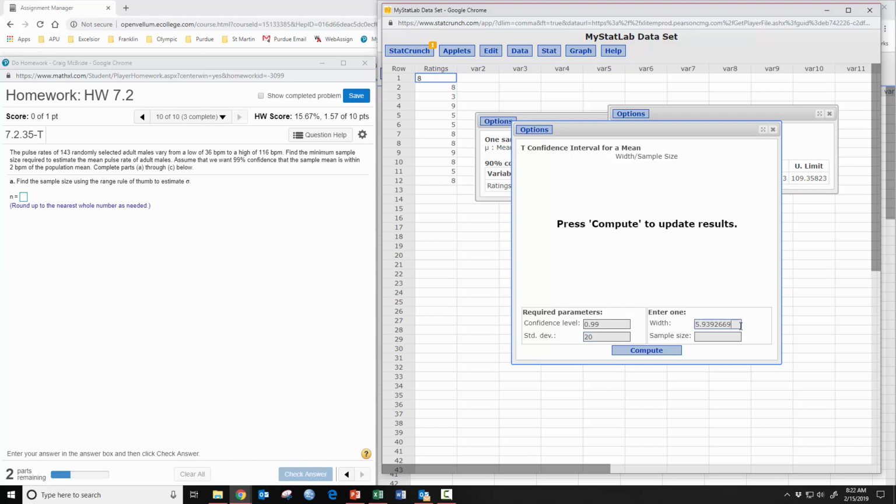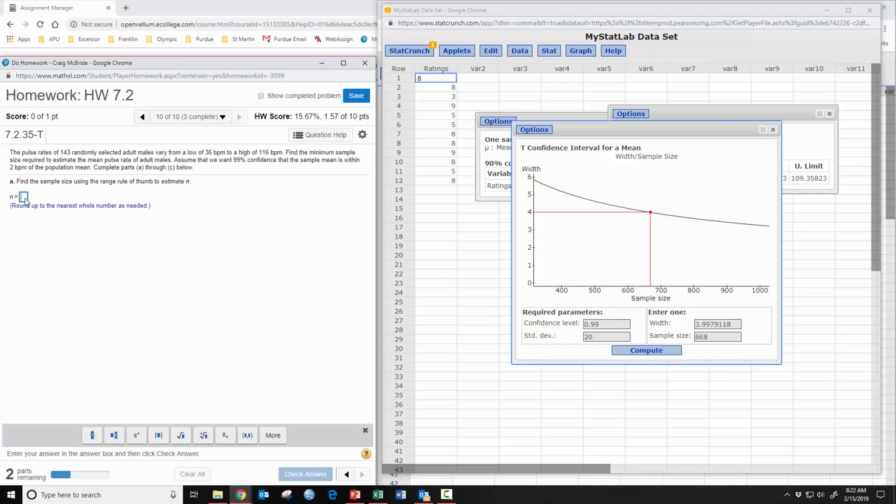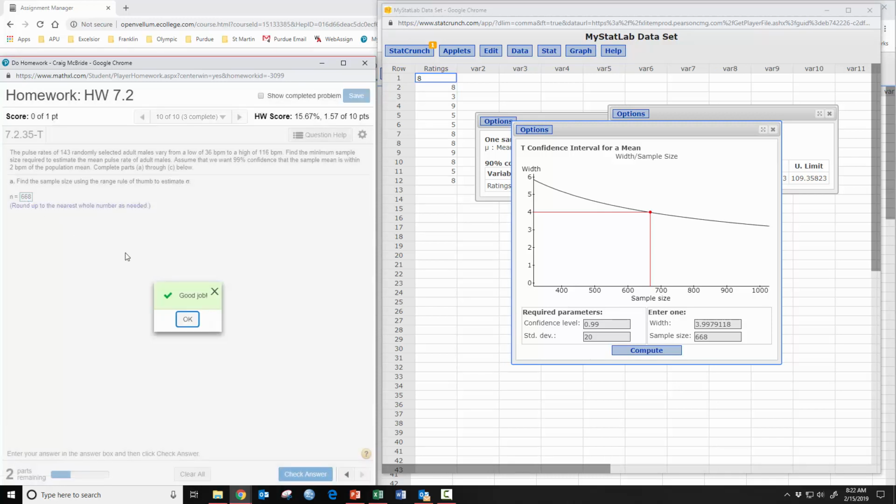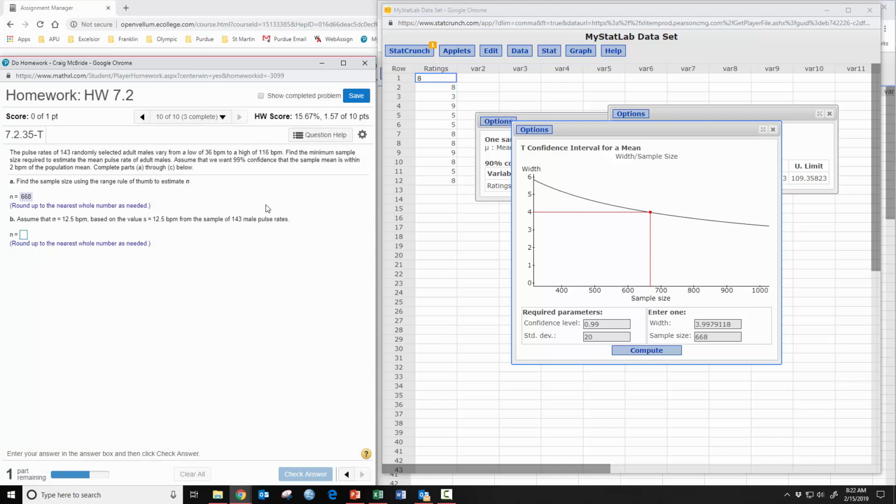And then we want to find the sample size if we want to be within 2 beats per minute. So that's plus and minus 2, right? So that's a width of 4. Compute this, and it tells us 668. So let's see if we're right. Yay. Okay, so that's 7.2.